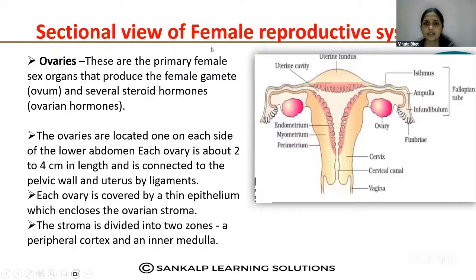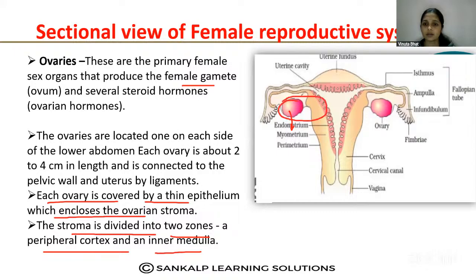Here are the pair of ovaries. These are the primary female sex organs and produce the female gamete, that is the ovum. Each ovary is covered by a thin epithelium which encloses the ovarian stroma. The stroma is divided into two zones: the peripheral cortex and the inner medulla. So here in the ovary, the peripheral part is called the cortex and the central part is the medulla. Those are the two parts of the ovary.